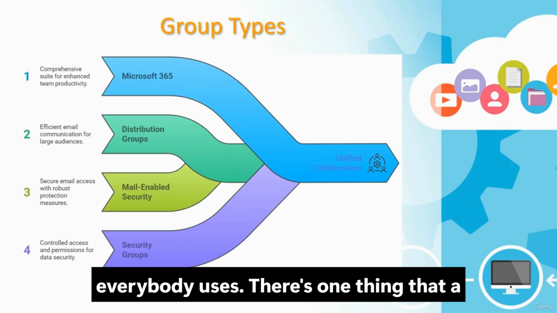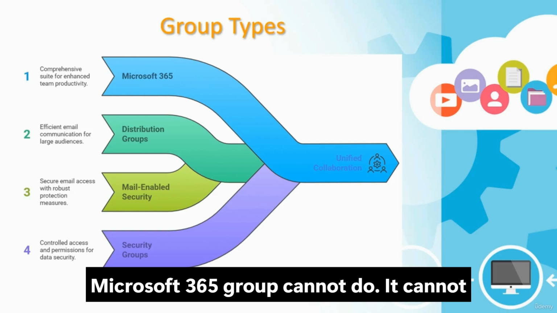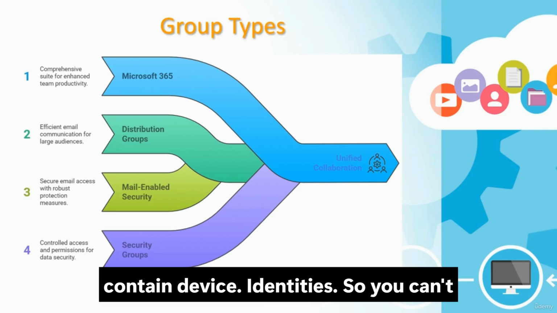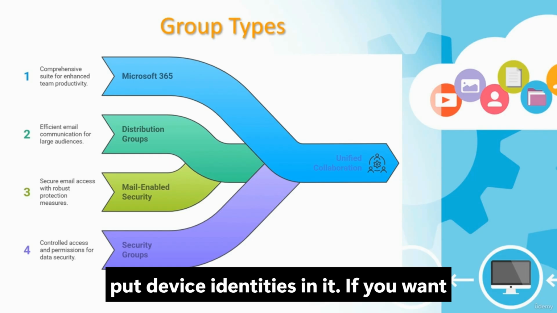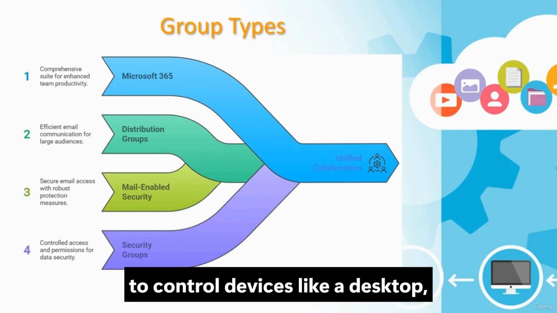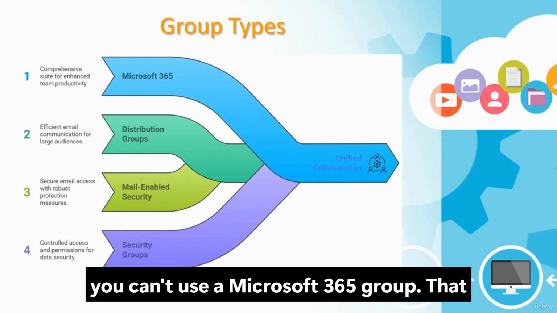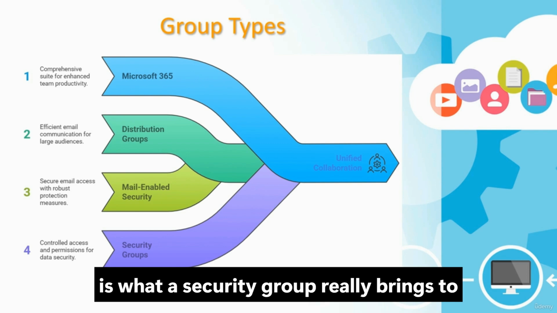There's one thing that a Microsoft 365 group cannot do. It cannot contain device identities. So you can't put device identities in it. If you want to control devices like desktop machines, laptops, smartphones, tablets, you can't use a Microsoft 365 group. That is what a security group really brings to the table.